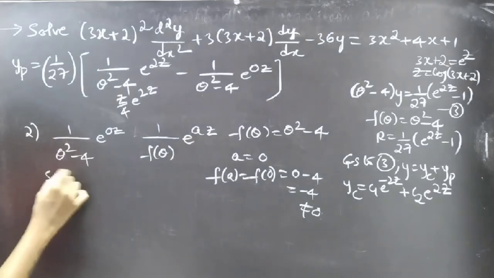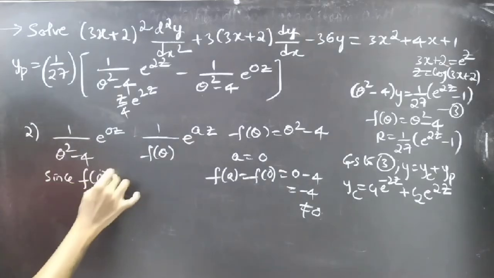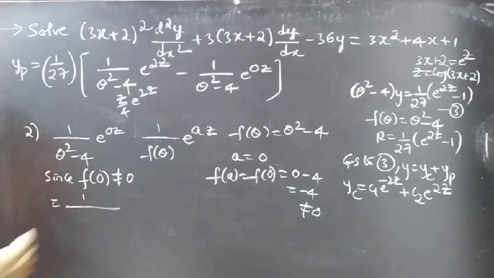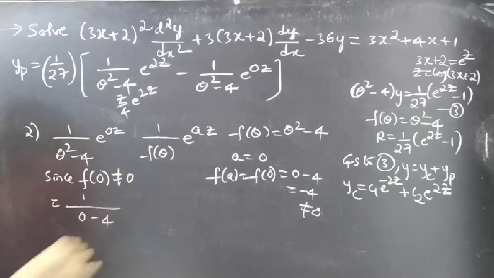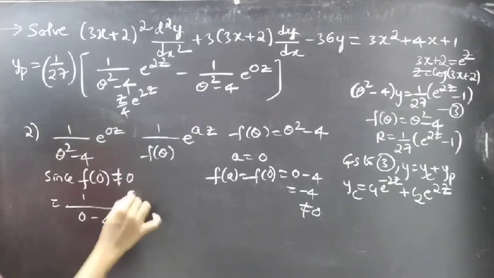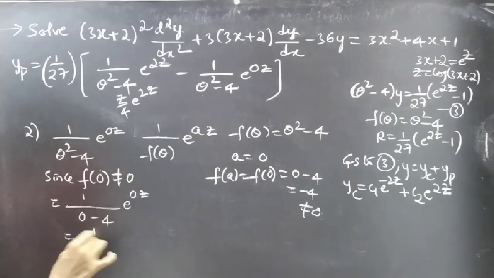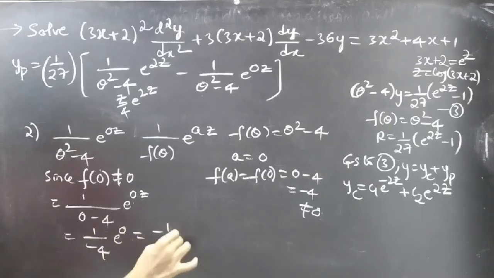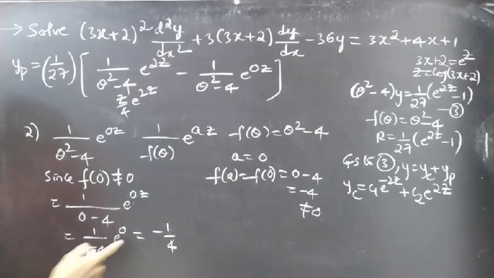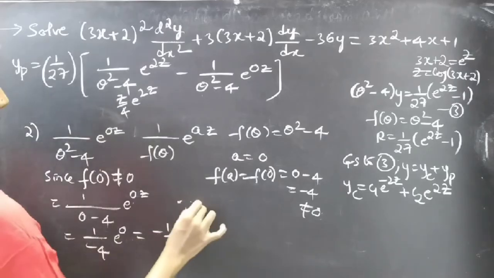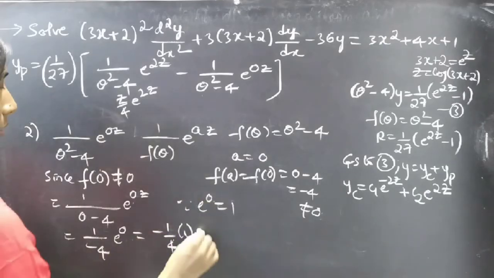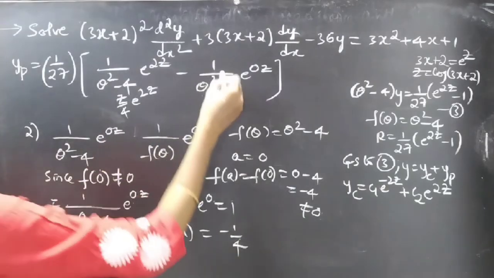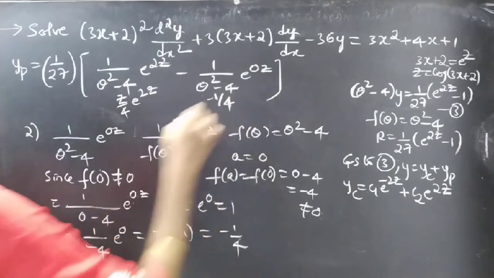Since f of 0 is non-zero, we can substitute theta equal to 0. Then you'll get 1 by minus 4 into e power 0z, and e power 0 is 1, so this is equal to minus 1 by 4. So the result obtained from the second term is minus 1 by 4.